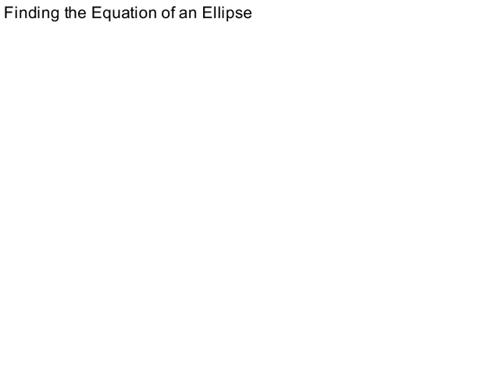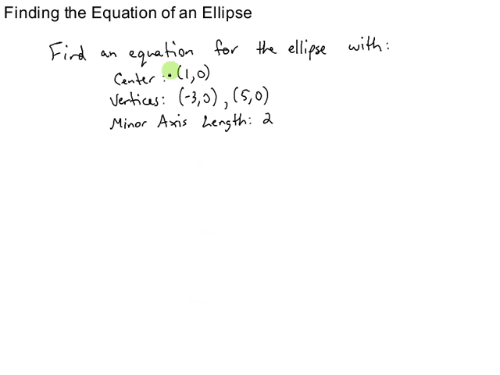Here I just give one or two examples of finding the equation for an ellipse. So this ellipse has a center of (1, 0), these two vertices, and this minor axis length. It might be useful to graph this. So our center is at (1, 0), right here. Vertices are at (-3, 0) and (5, 0).